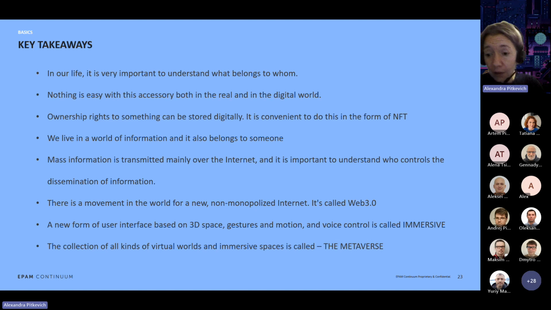Because the modern internet needs the modern user interface. And here, those two are nicely matching together. And remember, I was telling you that a huge amount of the Web3 users are gamers. That also gives you a certain explanation why the words Web3 and metaverse are very frequently used together.